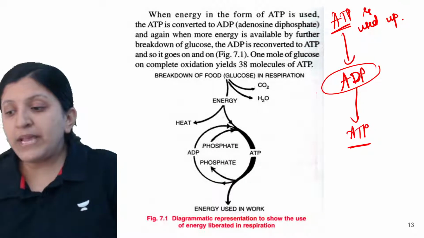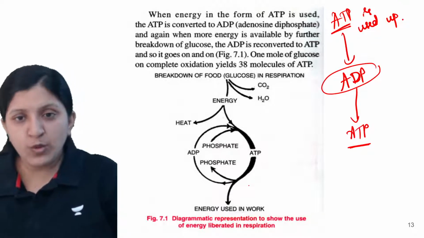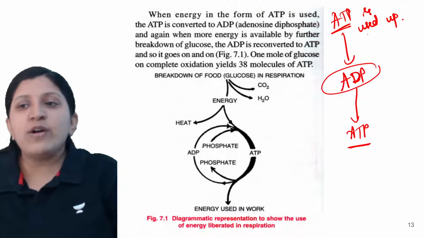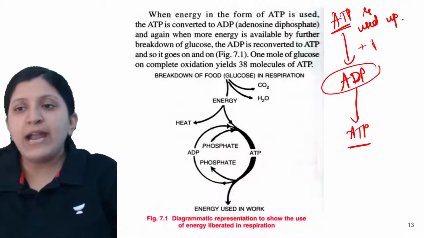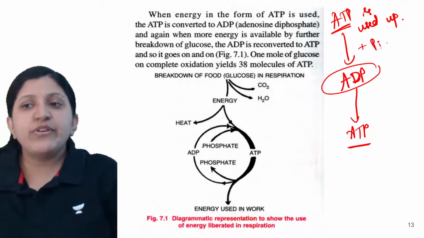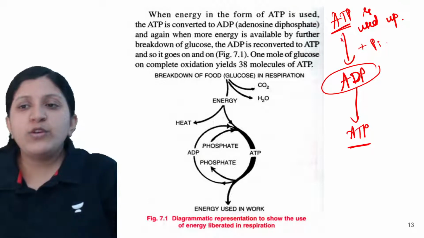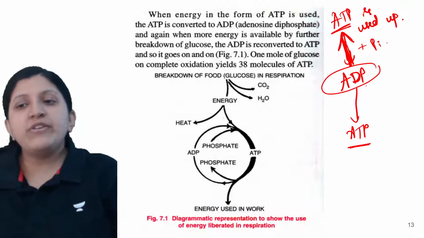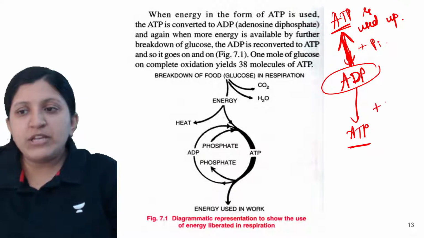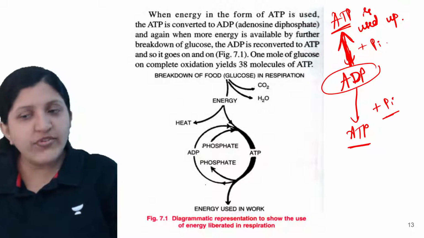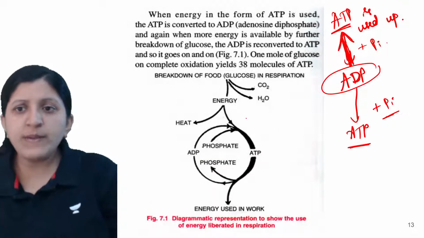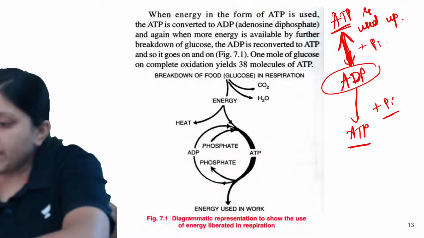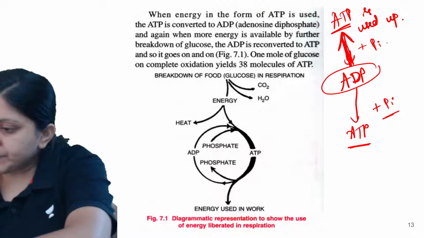Now to form ATP, there is a requirement of glucose, or a breakdown of glucose has to occur. And there is an inorganic phosphate that has to be added here. When we add inorganic phosphate, you can see there is a formation of ADP. Now here also, for ADP to ATP formation, an inorganic phosphate has to be added. So 1 mole of glucose on complete oxidation will yield about 38 ATP.